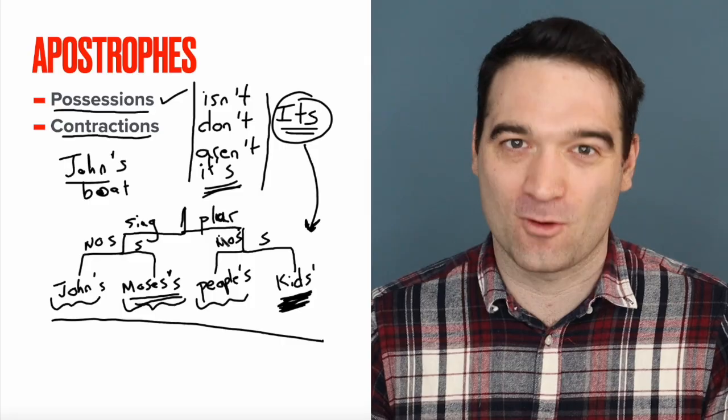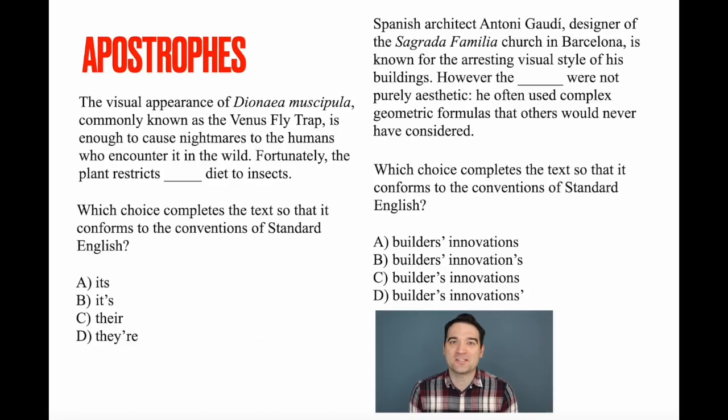Those are the rules for apostrophes. Let's get some practice under our belt. Pause the video and give these two questions a shot. All right. The visual appearance of, I'm just going to say DM, commonly known as the Venus flytrap, is enough to cause nightmares to the humans who encounter it in the wild. Fortunately, the plant restricts blank diet to insects.